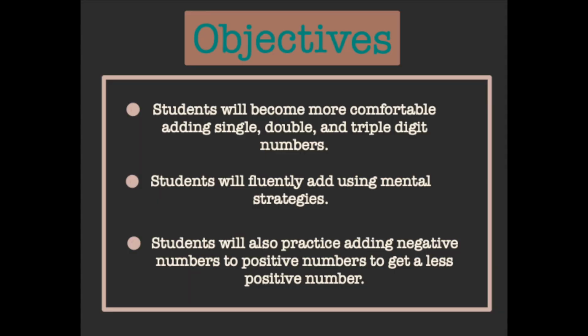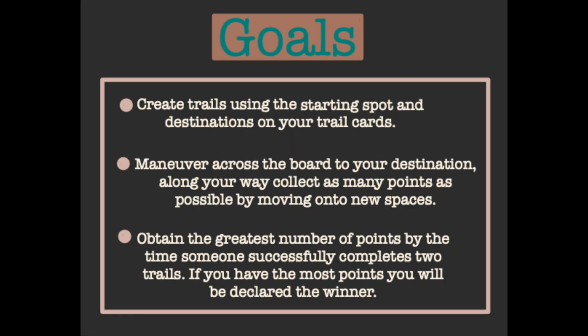The objectives of the game are that students will become more comfortable adding single, double, and triple-digit numbers. They will also fluently add using mental strategies. This game also practices adding negative numbers to positive numbers in order to get a less positive number. The goals of the game are simple. Create trails using the locations from your trail cards. Maneuver your way across the board and collect as many points as possible. Obtain the greatest number of points by the time someone successfully completes 2 trails. If you have the most points at the end of the game, you are the winner.